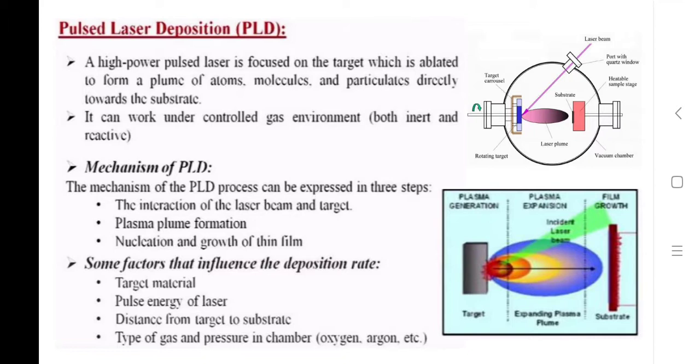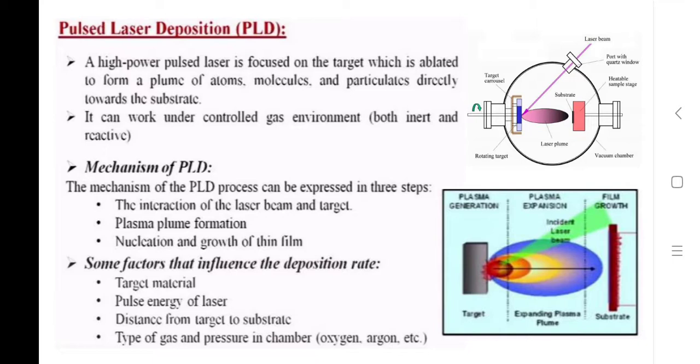So a high power pulsed laser is focused on a target, which is ablated to form a plume of atoms, molecules and particulates directly towards the substrate, and it can work under a controlled gas environment, both inert and reactive gas. So it depends upon which kind of material we are going to coat. The mechanism of this PLD process can be explained in three steps.